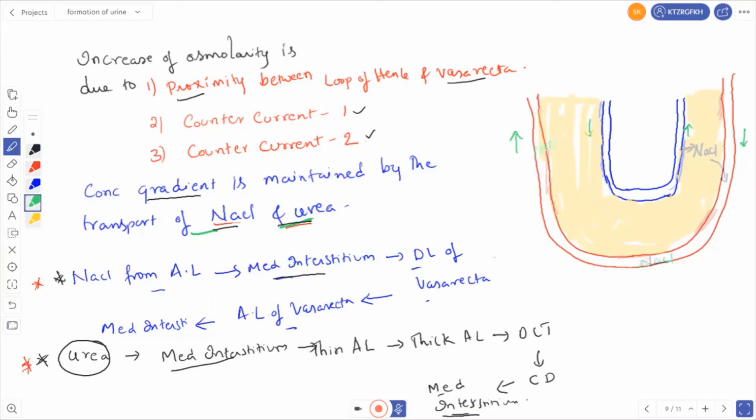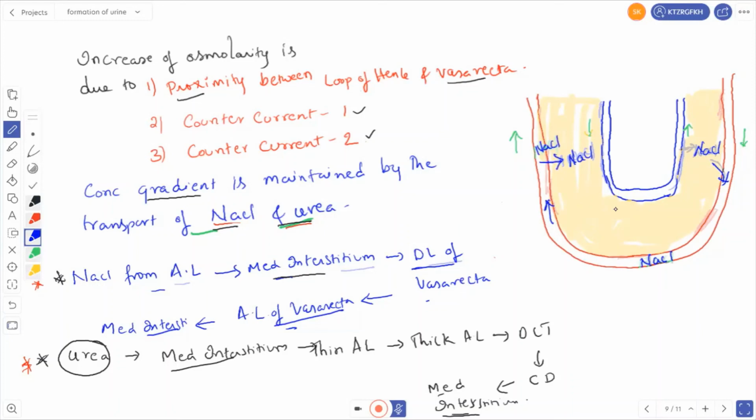From the ascending limb of vasa recta, again it enters into the medullary interstitium. So from where to where is it traveling? NaCl is traveling from the ascending limb of vasa recta to the medullary interstitium. Again from medullary interstitium to the descending limb of vasa recta, then from the descending limb to the ascending limb of vasa recta, and to the medullary interstitium. This is NaCl entering into the descending limb, then entering into the ascending limb, and again reaching here. So it travels from interstitium to interstitium.